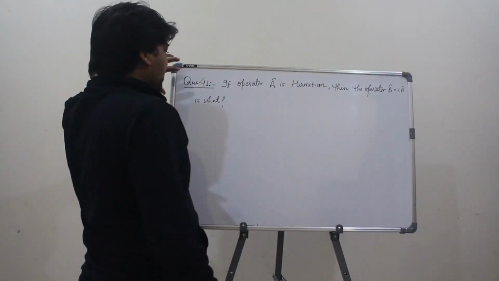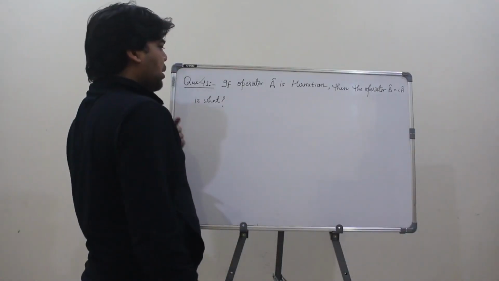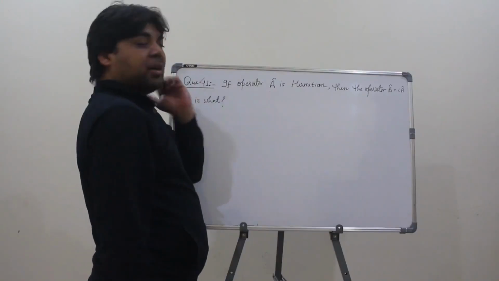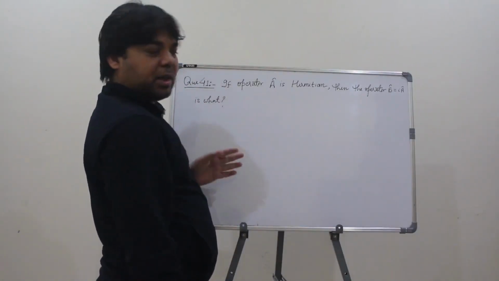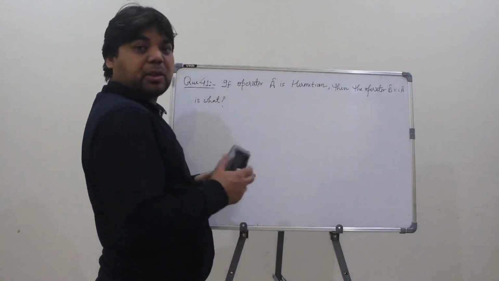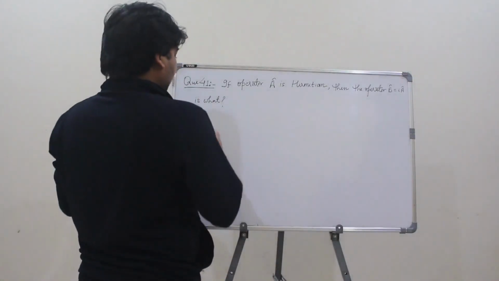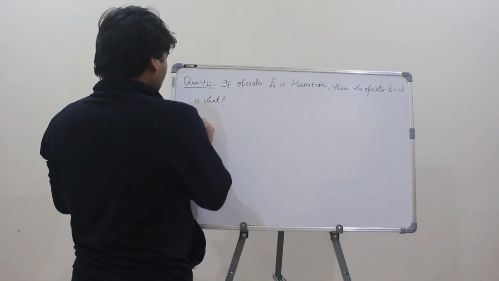Now let us take question number 41, which says that if an operator A cap is Hermitian, then the operator B cap, which is iA cap, is what? Whether it is Hermitian or anti-Hermitian or what. Right? So let us try to understand this problem.